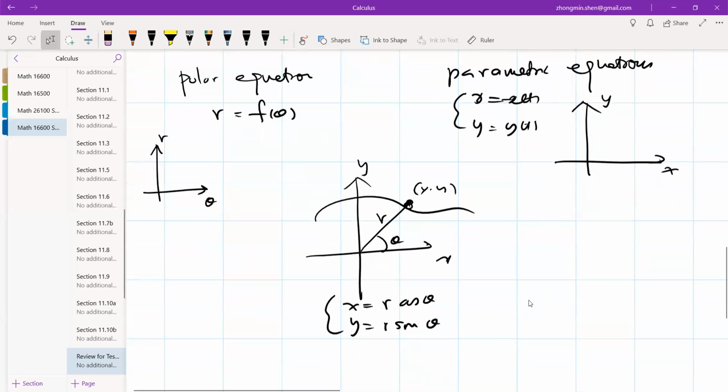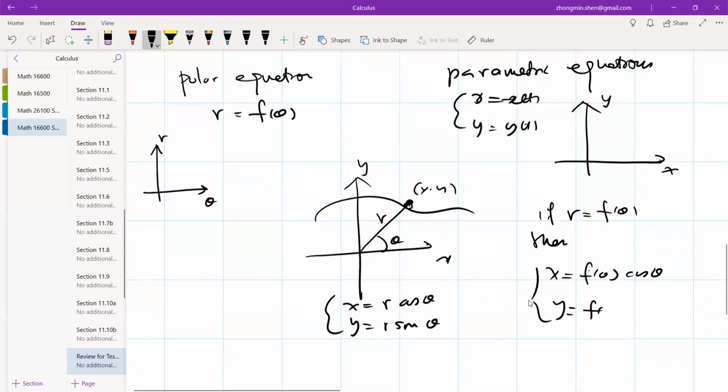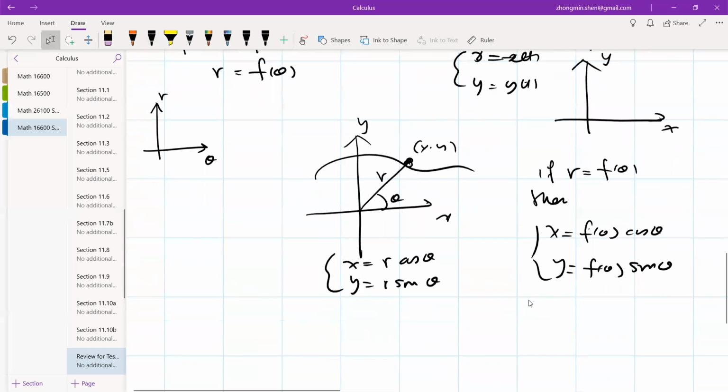If r equals f of theta, then x will be f of theta cosine theta, y equals f of theta sine theta. So you get the parametric equations for the curve. Right? For the curve, you can describe it in many ways. You can describe it using just t, or you can also describe it using polar equations.